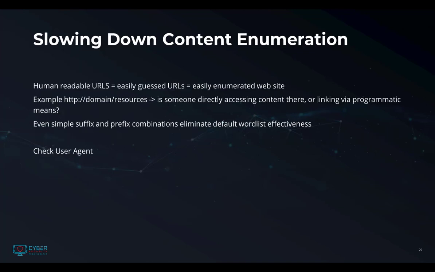There are other things that we can do to slow down enumeration. If you have human-readable URLs, those are easily guessed, which means that your website is easy to enumerate. For example, if you have resources that are linked in, unless you have a really good reason for having the URL be human readable, maybe don't, especially if it's being linked to from some sort of other content where someone can't just look at a page on the public-facing, unauthenticated side and use that to infer a URL for a hidden resource.